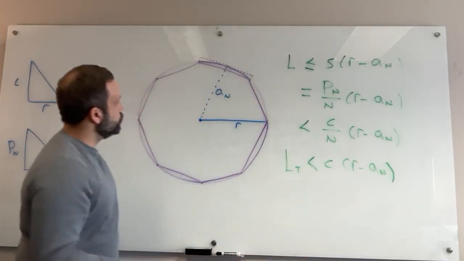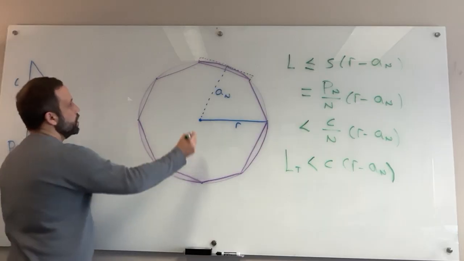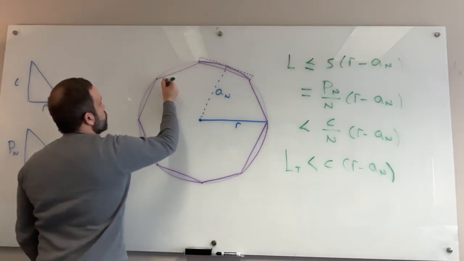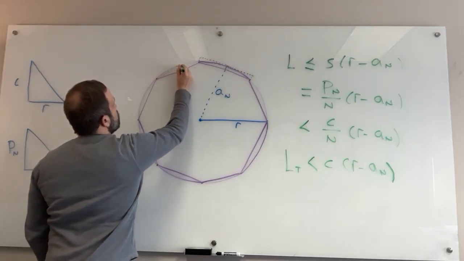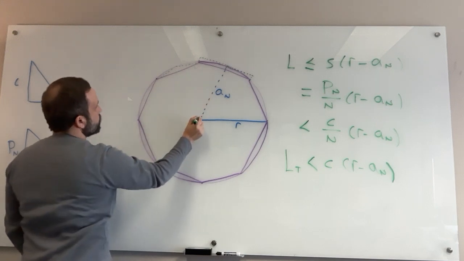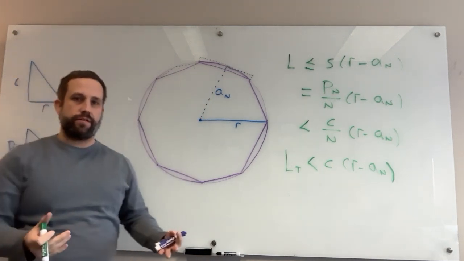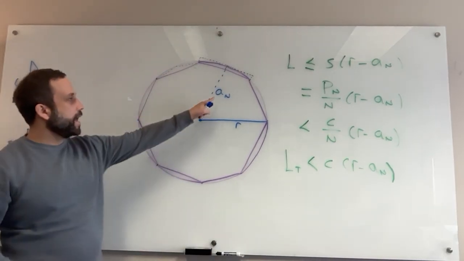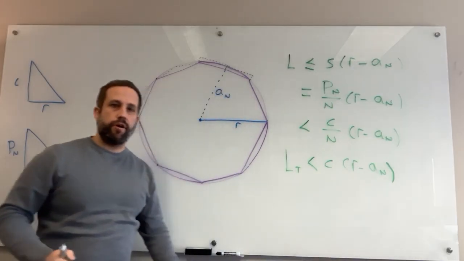Now as N goes to infinity, AN goes to R. So if we think about what would happen if we were to look at a 16-gon, the sides would be something like this. And now the apothem goes from there to there, and it's closer. And so this should be something that is kind of clear from the drawing. As N goes to infinity, AN goes to R, and so this goes to 0 as N goes to infinity.